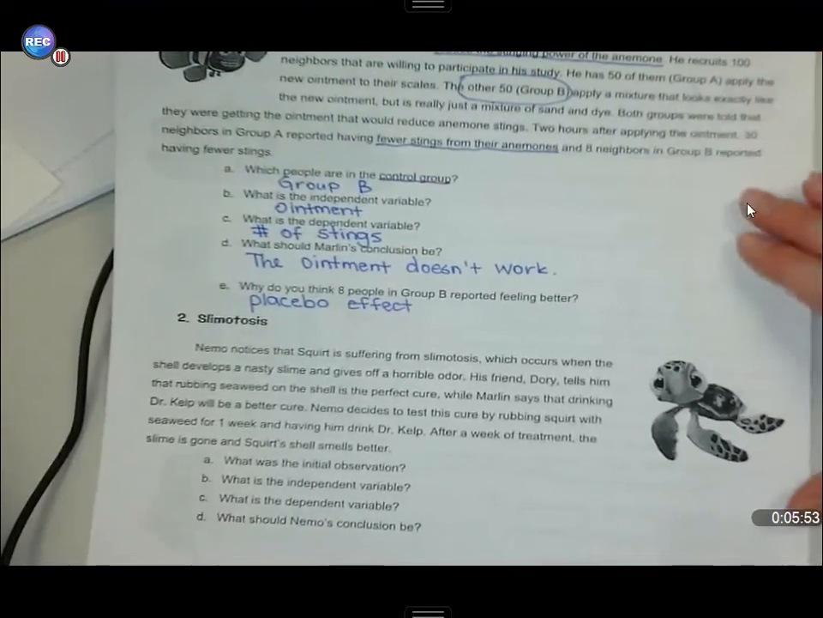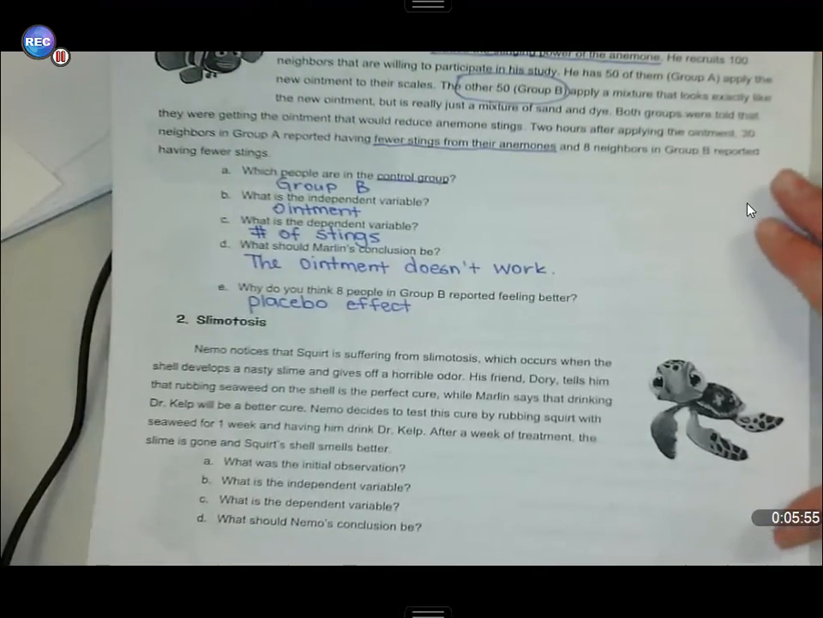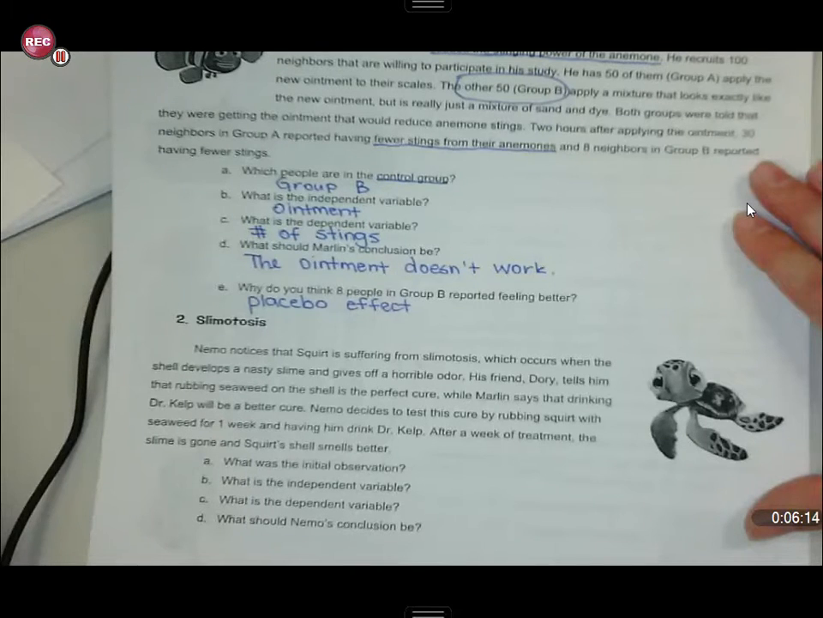Okay, number 2, slimatosis. Nemo notices Squirt is suffering from slimatosis, which occurs when the shell develops a nasty slime and gives off a horrible odor. His friend Dory tells him that rubbing seaweed on the shell is the perfect cure, while Marlin says that drinking Dr. Kelp will be a better cure. Nemo decides to test this cure by rubbing Squirt with seaweed for 1 week and having him drink Dr. Kelp. After a week of treatment, the slime is gone and Squirt's shell smells better.